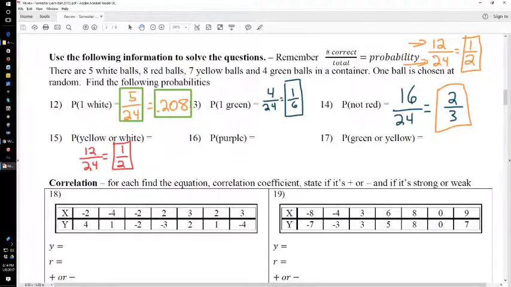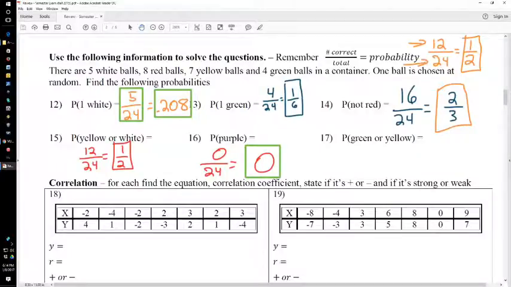Purple. Purple's a fun one. What is the probability of getting a purple one? Well, how many purple balls are there? 0. Out of 24 total, which 0 divided by anything is still 0. Alright, so don't be fooled by that. If they ask the probability of something and you physically cannot do it, well, the probability is 0. If they ask for the probability of something and you have to do it, no matter what, well, then the probability is 1.